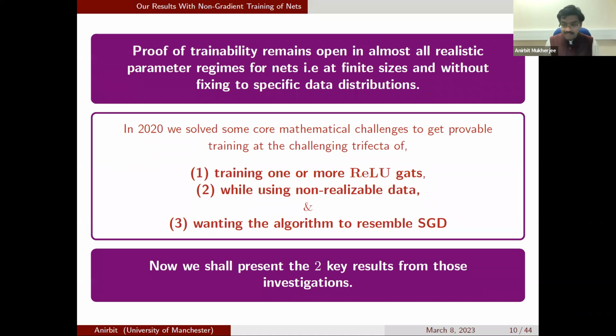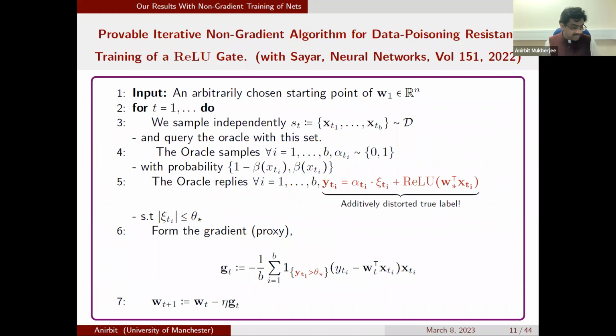So the first result we have was this particular algorithm that we wrote down. This is training a single ReLU gate in a supervised learning setup when the true labels are an additive probabilistic distortion, adversarially done, to the true outputs of a ReLU gate whose weight is W star. So this is a data poisoning setup. By being in the data poisoning setup, I am not in the realizable setting. My data is not exactly realizable in the function space. I'm allowing an adversary to do an online attack on my labels.